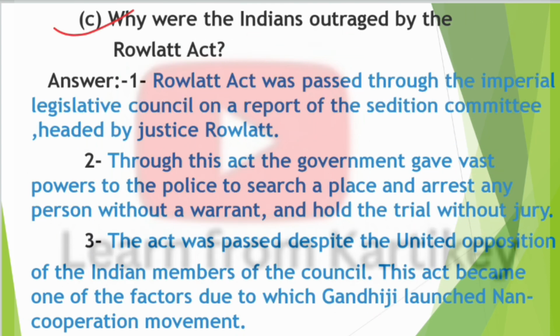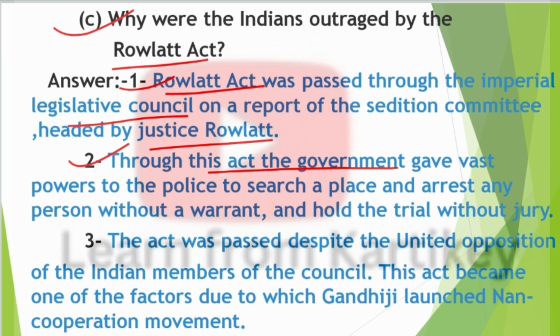Third part, why were the Indians outraged by the Rowlatt Act? So answer, first point, the Rowlatt Act was passed through the Imperial Legislative Council on a report of the Sedition Committee headed by Justice Rowlatt. Second point, through this act the government gave vast powers to the police to search a place and arrest any person without a warrant and hold the trial without jury.